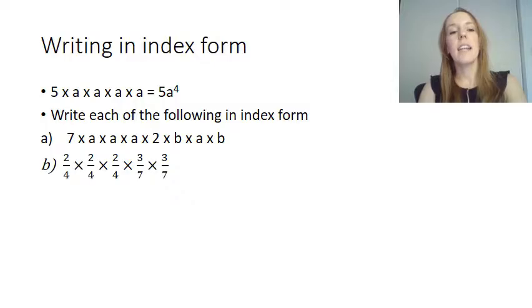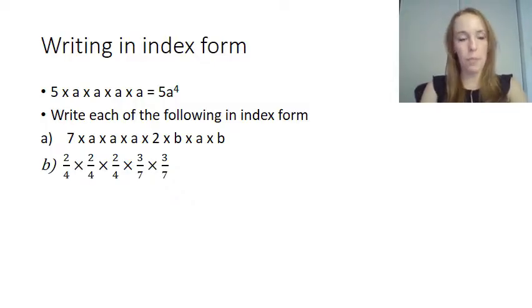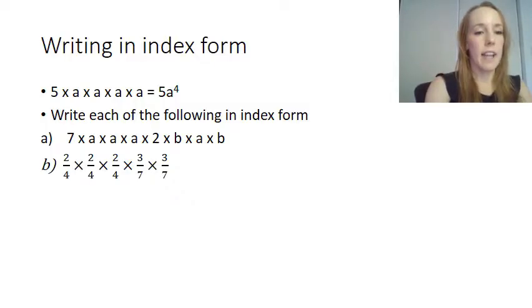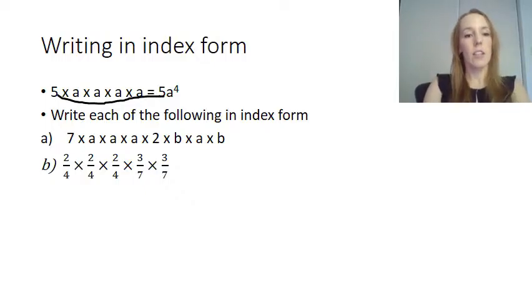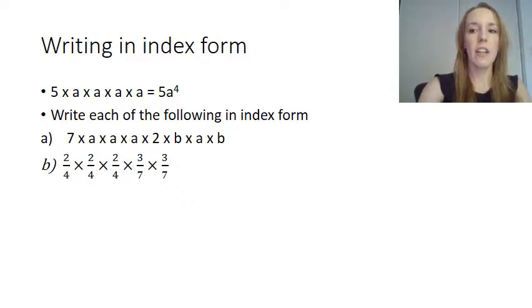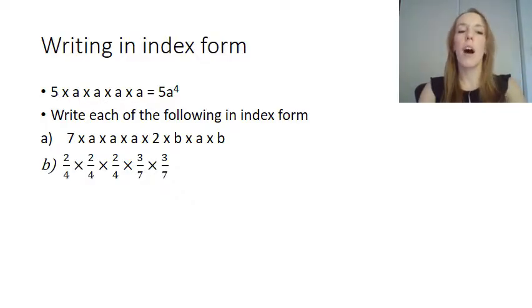Okay, the next is writing in index form. So you might get a question like this. It says 5 times A times A times A times A. I think there's enough A's. And you just have to write that in index form, which would be 5 times by A to the power of 4. We've got a few examples to do.